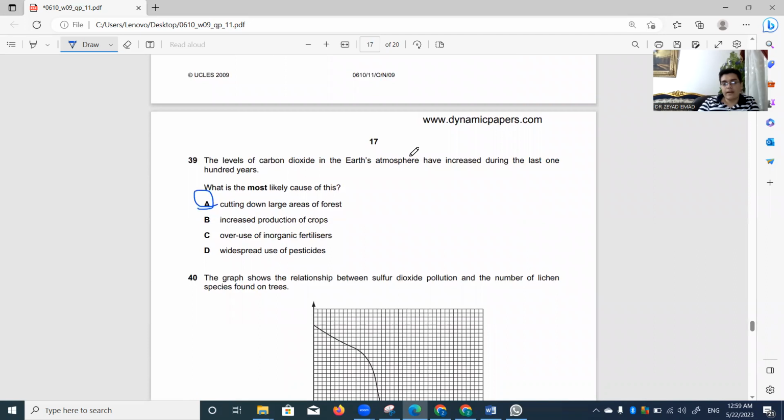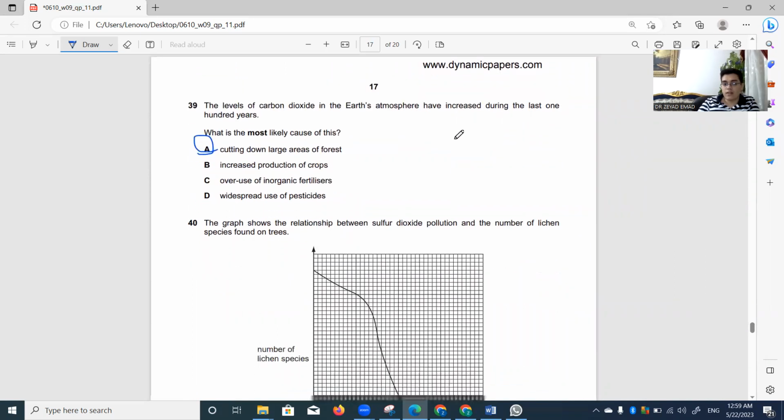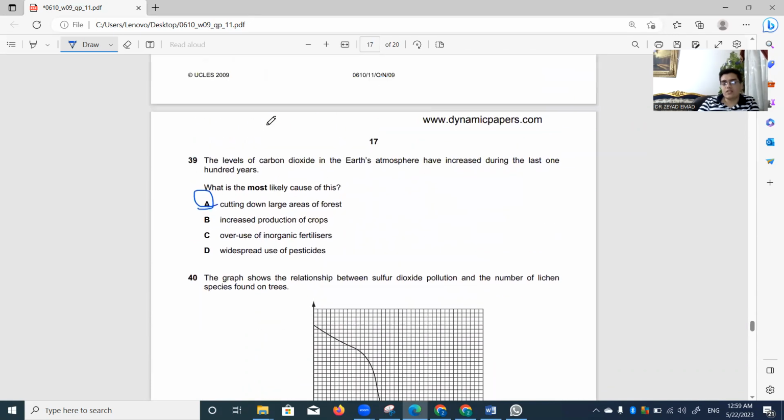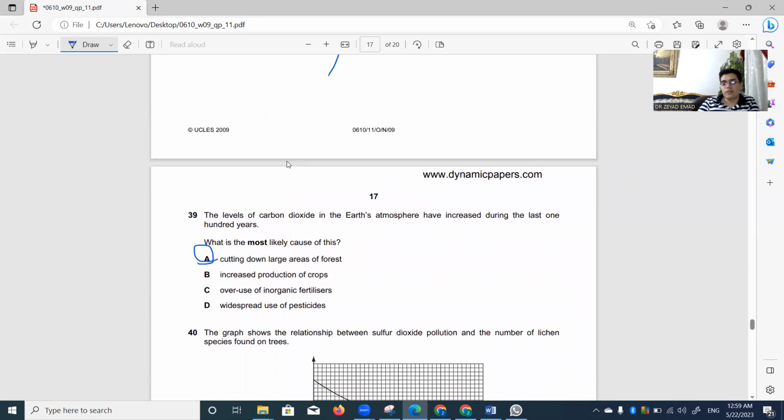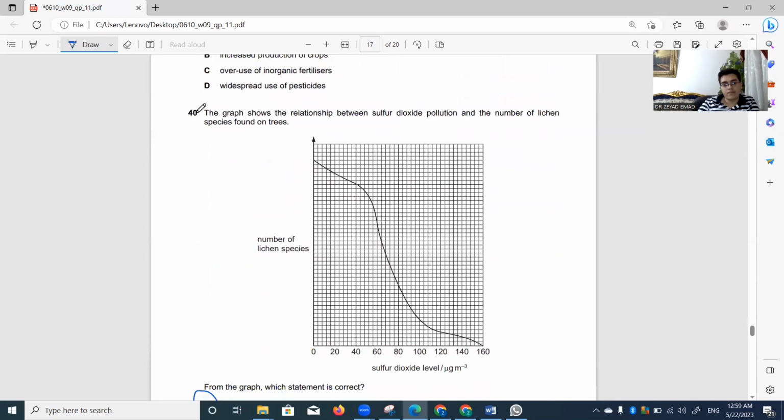The levels of carbon dioxide in the Earth's atmosphere have increased during the last 100 years. What is the most likely cause of this? We all know that deforestation is the main factor contributing to global warming and the enhanced greenhouse effect.